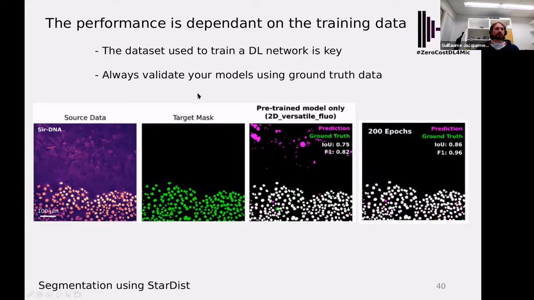So here, there are two things that are really important to highlight. The datasets used to train the deep learning network are almost one of the most important things to know about. But also, always validate the models that you're using, whether they're the ones that you're making yourself or models that you are using from someone else, using ground truth data to make sure that you're getting the best results possible and no artifacts in your images.